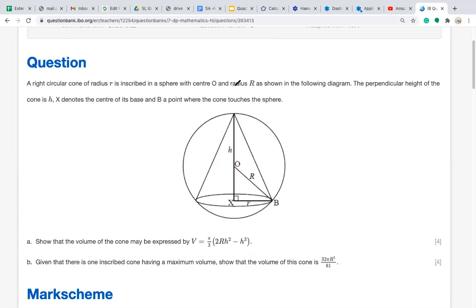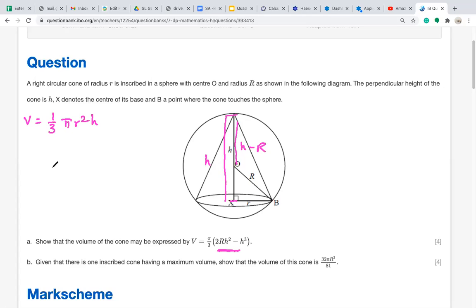So first thing is the height part of the cone. The volume is 1/3 pi r square times h for a cone. Now you can see that they don't want the small r, they don't want the radius of the cone. So we have to write in terms of capital R and h. So if you look at this part, this is total h, and out of that this is h minus R.